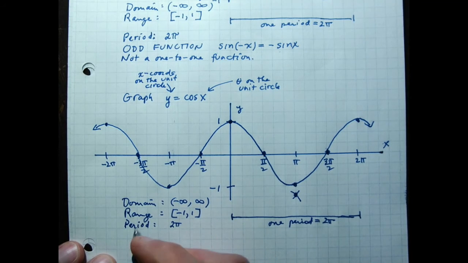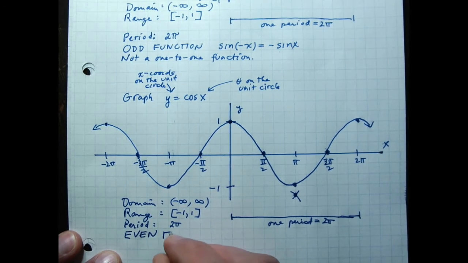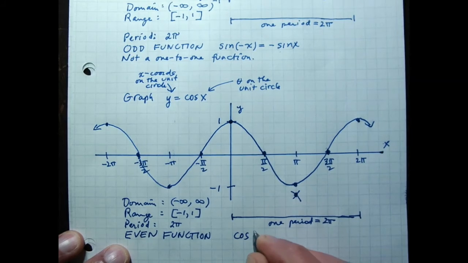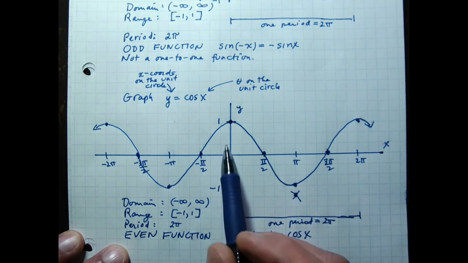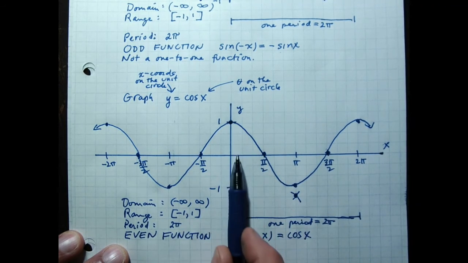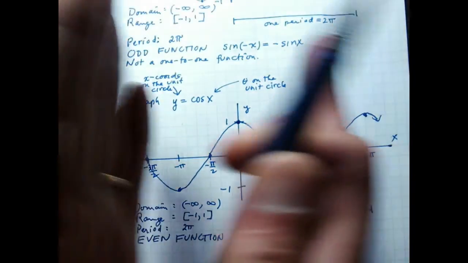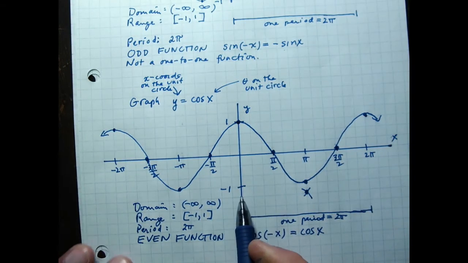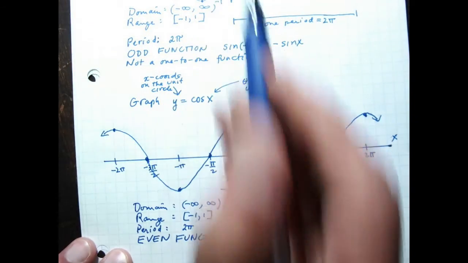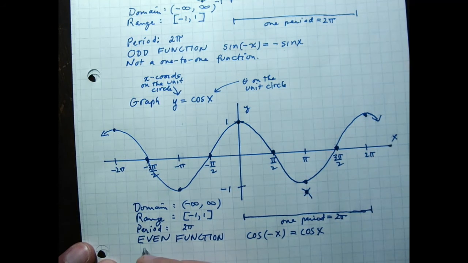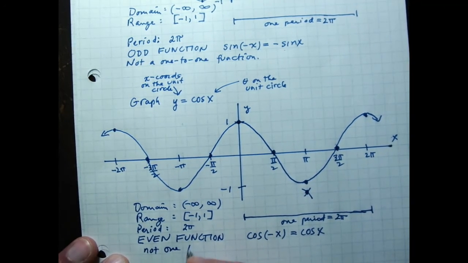Now, here's how sine and cosine are different. Cosine is something called an even function. The even function property is that cosine of minus x equals cosine x. And on the graph, that's illustrated by the fact that the graph is symmetric around the y-axis. The two halves of the graph actually fold together if you fold along the y-axis. That is not true for sine. And cosine is also not one-to-one.